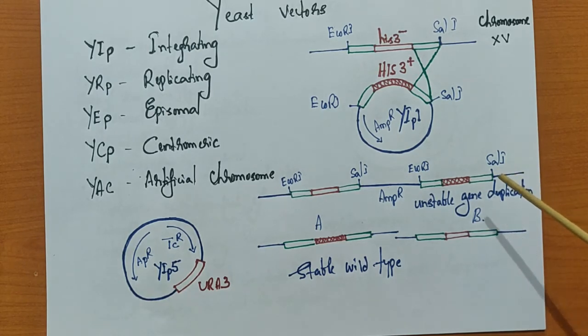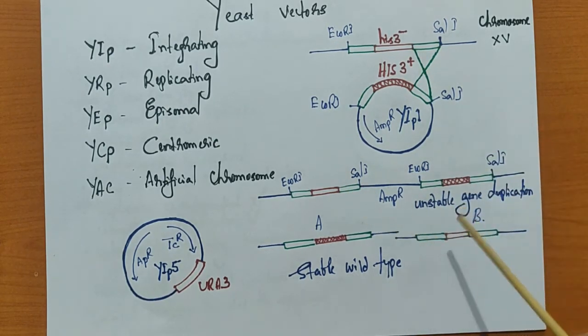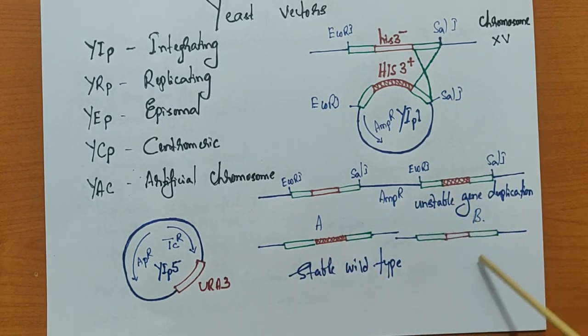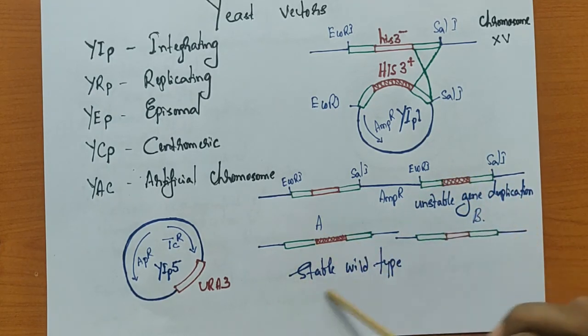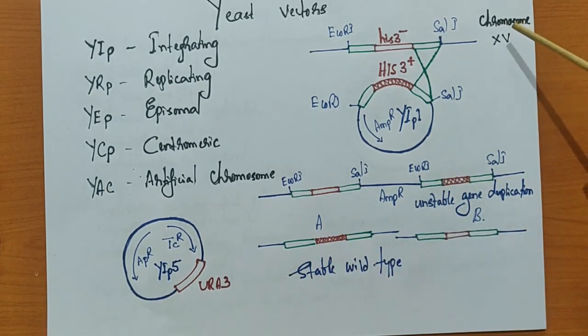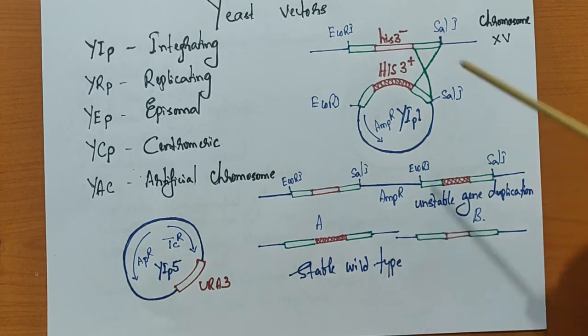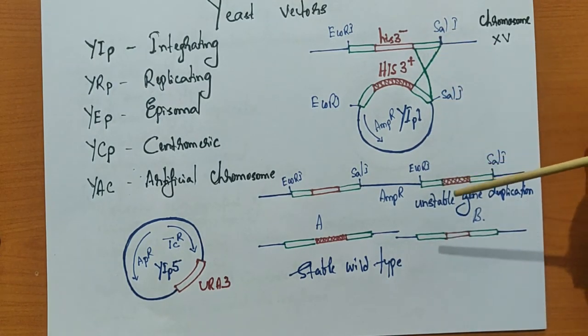So now when you do a transformation, whether the transformation is stable or not is the next critical thing, in fact. So then what happens? Either this is going to be eliminated or this is going to be eliminated. If this one is eliminated, then we don't have the transformant. If this one is eliminated, then I think we are going to get a stable wild type. So this is what is called an yeast integrating vector.